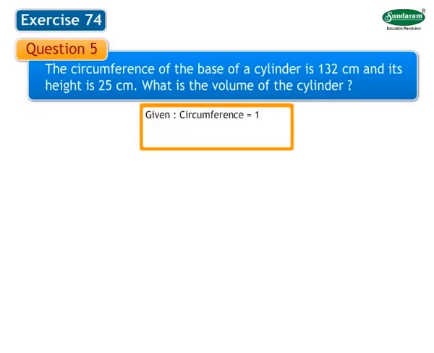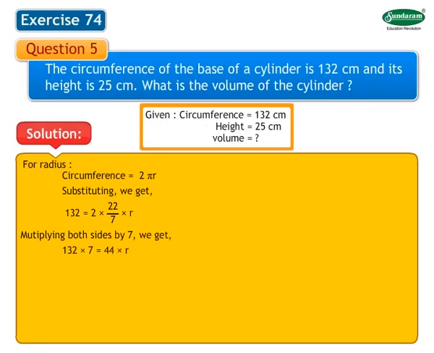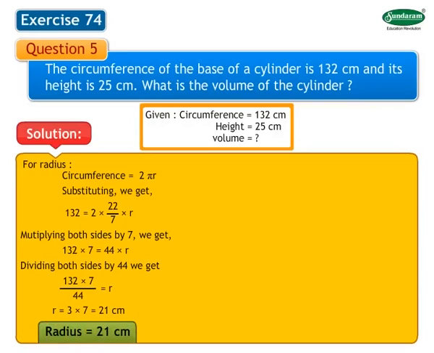Given. Circumference is equal to 132 centimeter. Height is equal to 25 centimeter. You have to find the volume of the cylinder. We require radius for calculating the volume. Hence, we will first find the radius from the circumference by substituting the formula of circumference. The formula of circumference is equal to 2 pi r. Substituting, we get 132 is equal to 2 into 22 upon 7 into r. Multiplying both sides by 7, we get 132 into 7 is equal to 44 into r. Dividing both sides by 44, we get 132 into 7 upon 44 is equal to r. Therefore, r is equal to 3 into 7, which is 21 centimeter. Radius is equal to 21 centimeter.